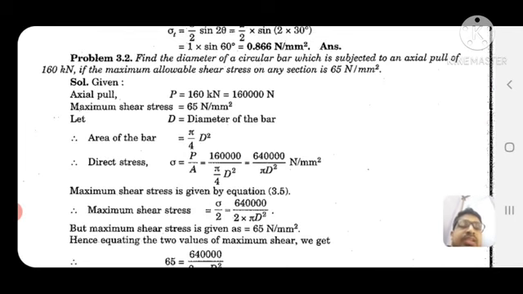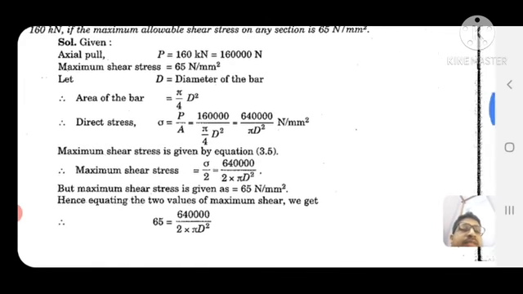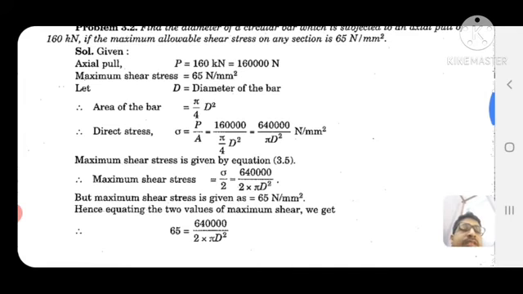Find the diameter of a circular bar which is subjected to an axial pull of 160 kN if the maximum allowable shear stress on any section is 65 Newton per millimeter square. Actually, given axial pull P is equal to 160 kN. So that is equal to 160,000 Newton. Maximum shear stress is equal to 65 Newton per millimeter square. Capital D is equal to diameter of the bar.